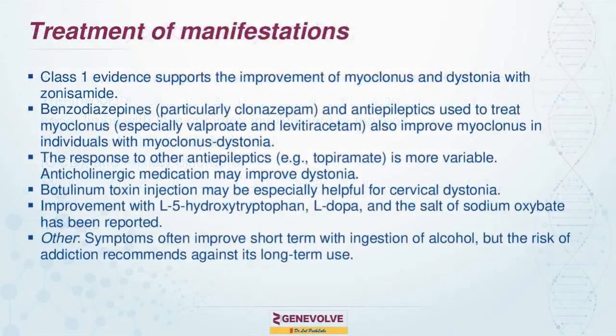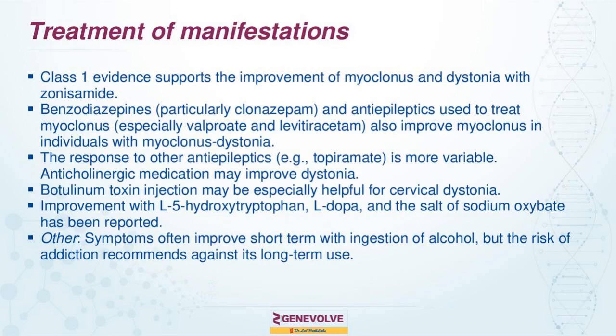So with this, when we reviewed the literature, we got to know there are certain aspects related to treatment. First was the use of zonisamide, which supports the improvement of myoclonus and dystonia as a targeted therapy. Further, benzodiazepines and antiepileptics used to treat myoclonus also showed improvement for such patients, and the response to other antiepileptics is more variable.